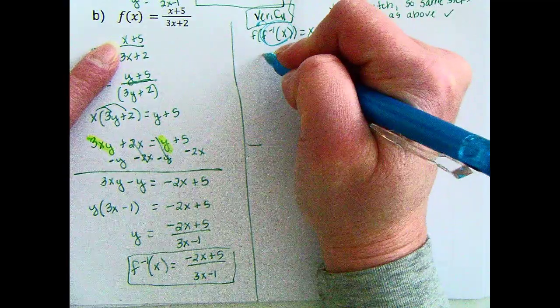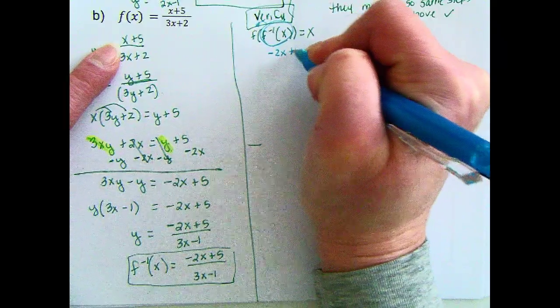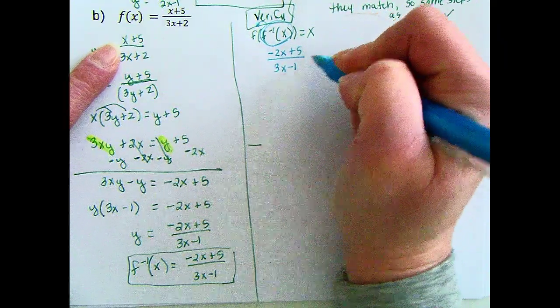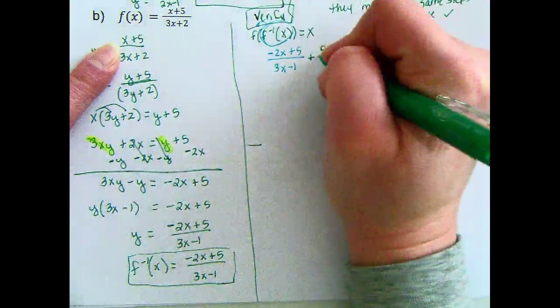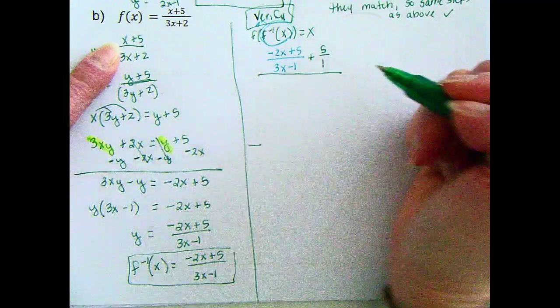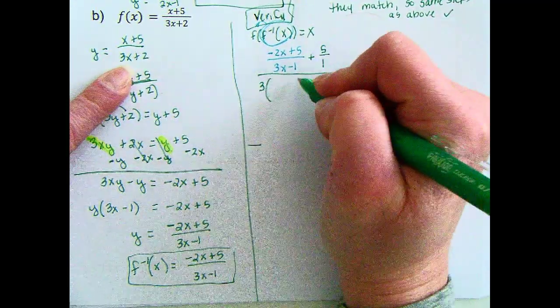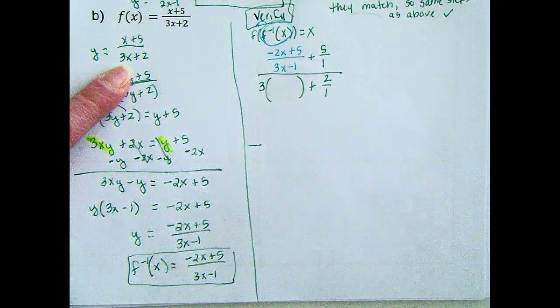So I'm going to have, instead of x plus 5, it's negative 2x plus 5. You can see how this is going to be obnoxious. Over 3x minus 1 plus 5. So I'm going to put plus 5 over 1 because I'm going to have to do a common denominator. The bottom is 3x plus 2. So 3x plus 2. I'm going to put the 2 over 1 again.